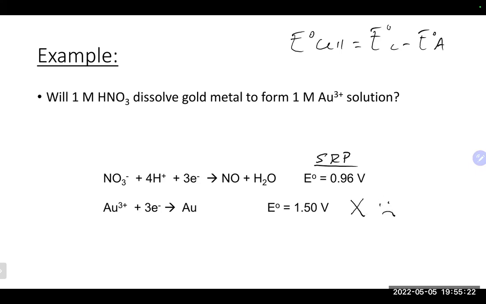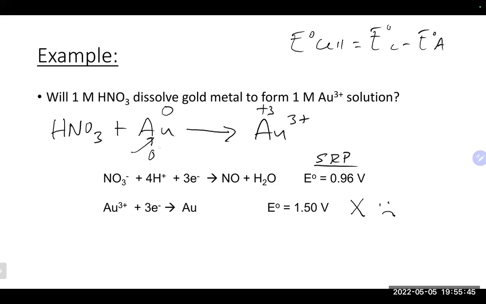Because the question asks, will nitric acid, which would be a reactant, dissolve gold metal, which would be gold with no charge, to form gold with a +3 charge. That means in the way the reaction is set up, my gold is going from 0 to +3, so what is happening with the gold? It is actually being oxidized in this case, which means it is our anode. And by default, that is nitric acid right there on the reactant side, and this would be our cathode.